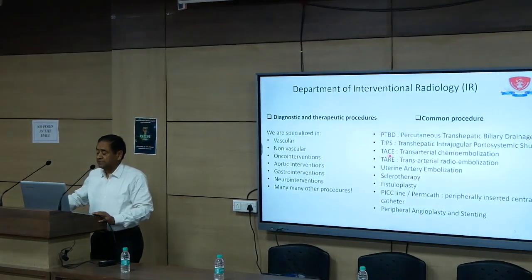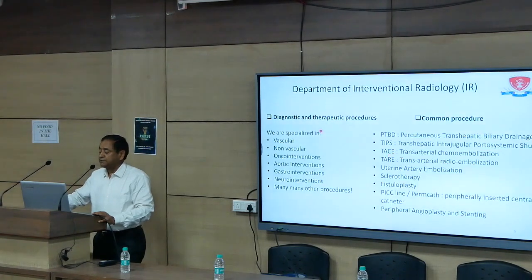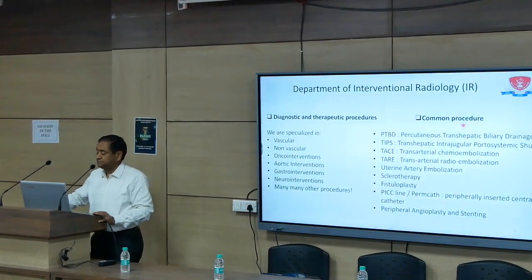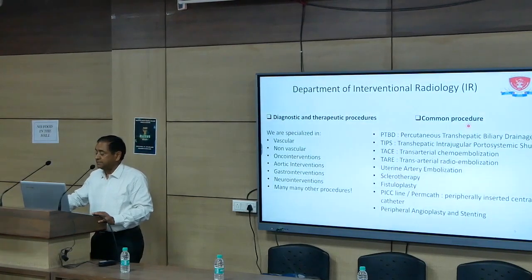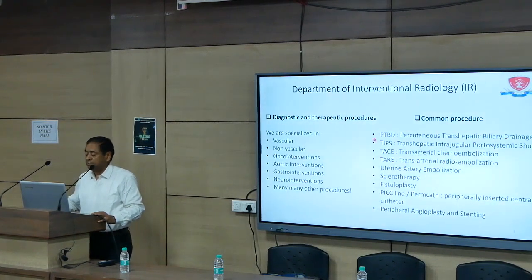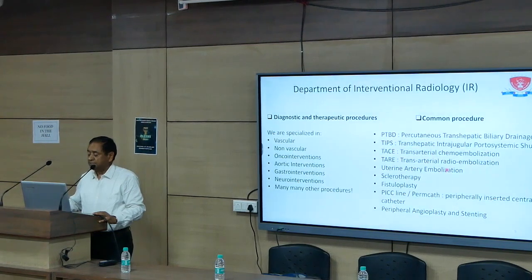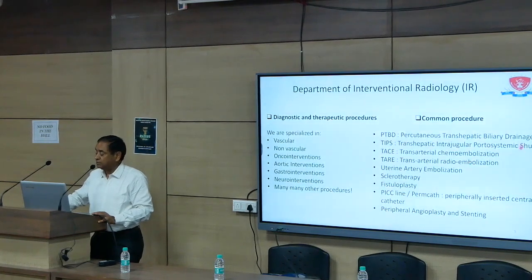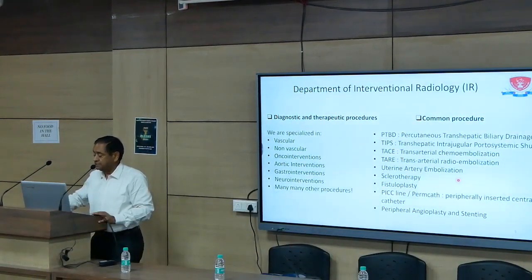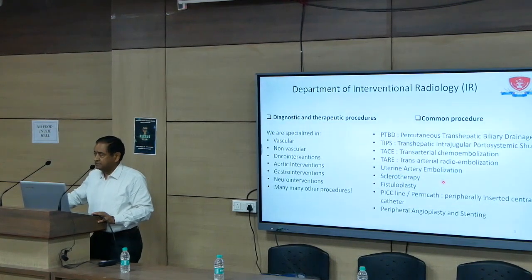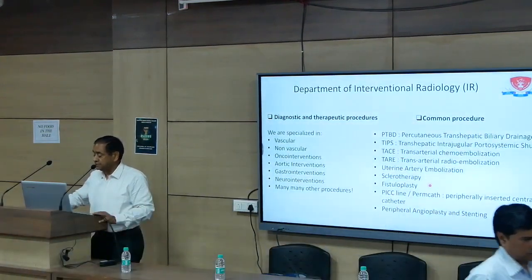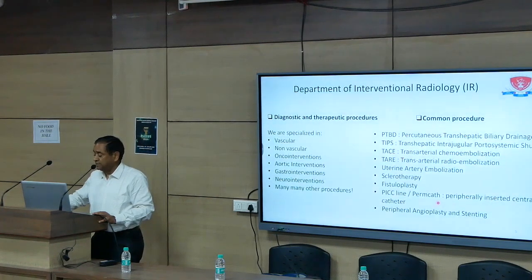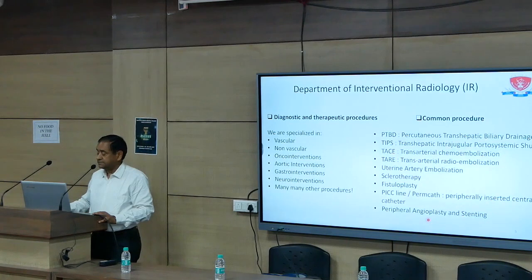Regarding the work in the Department of Interventional Radiology, we are doing all the diagnostic and therapeutic procedures. The common procedures which we are doing are percutaneous transhepatic biliary drainage and transjugular intrahepatic portosystemic shunt, very commonly known as TIPS. Transarterial chemoembolization and transarterial radioembolization are commonly used in hepatocellular carcinoma and also in various other types of carcinoma. Uterine artery embolization, sclerotherapy, which is used in venous malformation and varicose veins, fistulography, PICC line, permacath, which are very commonly used, and peripheral angioplasty and stenting.